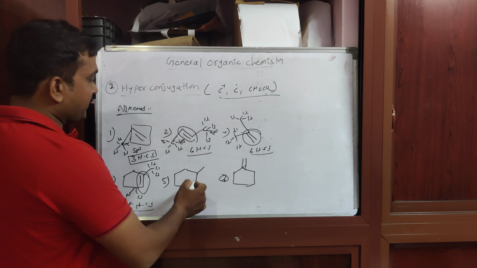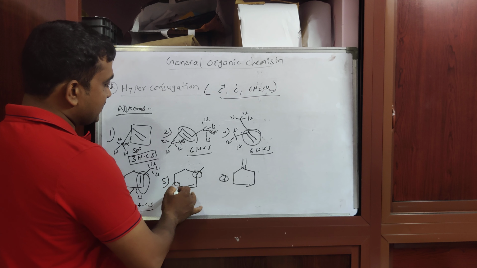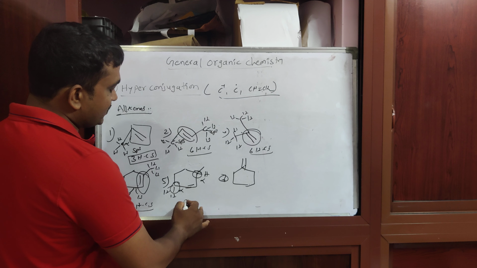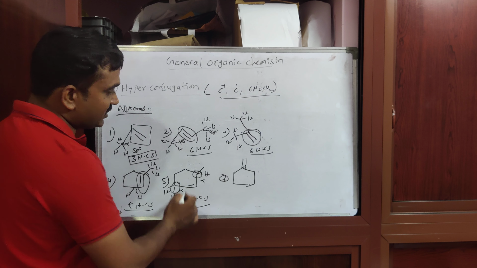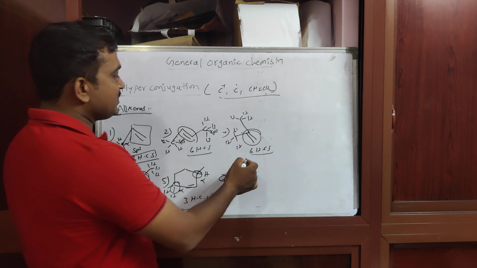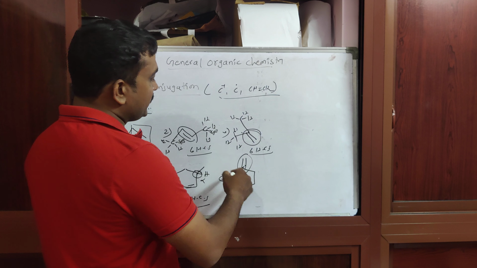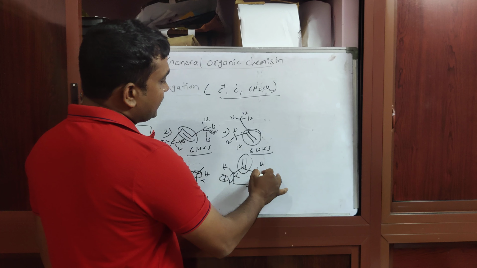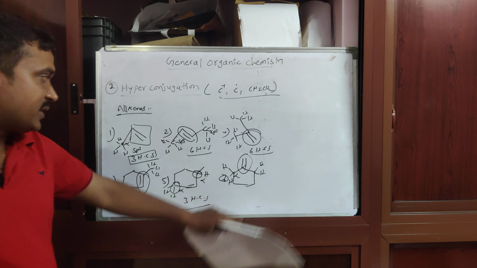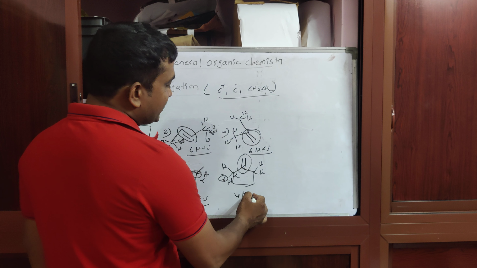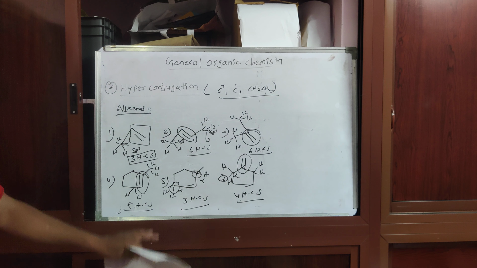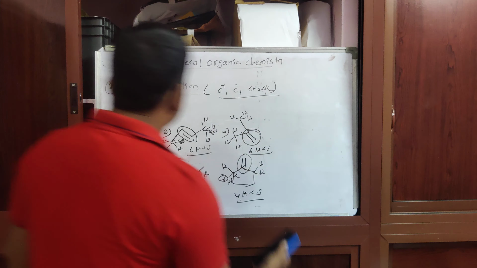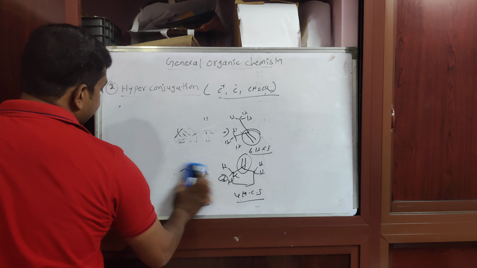If you take this one, this is the alpha carbon, having 1 hydrogen, and this has 2 hydrogens, total 3 hydrogens. That's why 3 hyperconjugation structures will exist in this molecule. If you take this, this is the main alkene functional group, this adjacent carbon is an alpha carbon, and this adjacent carbon is an alpha carbon, total 4 alpha hydrogens exist. That's why it shows 4 hyperconjugation structures. This is how to find hyperconjugation structures in the case of alkenes.